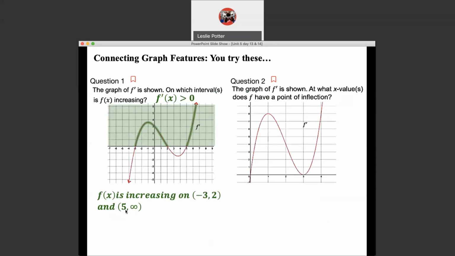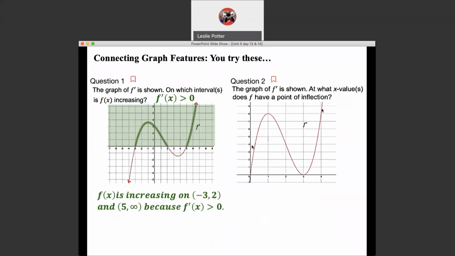And so the answer then, we have to justify these as we answer them. The answer is that the function is increasing on those intervals, -3 to 2 and 5 to infinity. And then the justification is this reason right here, because the first derivative is greater than 0, or is positive. All right, question 2, we're looking at this again.